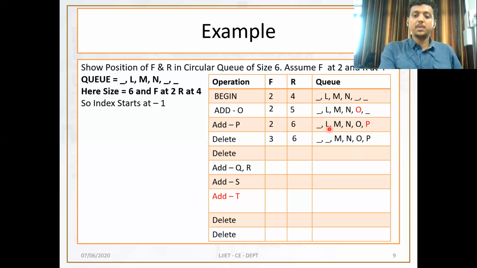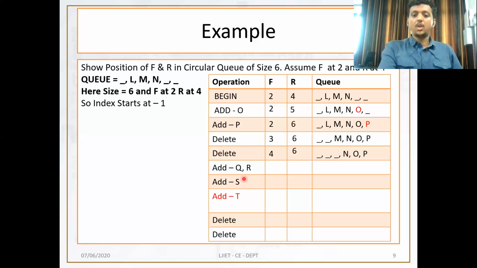One blank space has occurred again. L is deleted from the queue. Now we have another deletion operation. I want to perform another deletion. So what do you need to do? Just increment front. It becomes 4. Rear is at 6, and M is deleted from the queue.